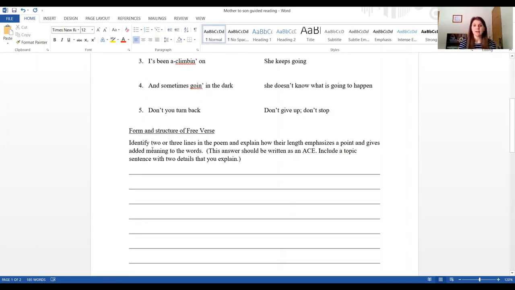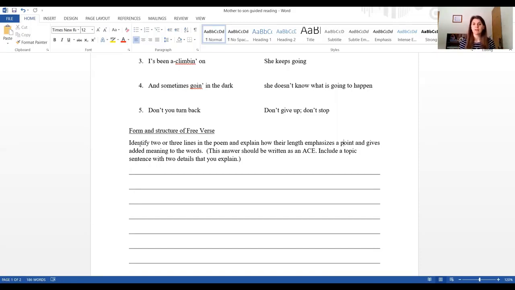We're looking at form and structure. So remember that form and structure is how the lines and words are arranged on the page. And this is a free verse poem. So free verse means it does not have to rhyme. It doesn't follow any particular rules, doesn't have to have particular stanzas, etc. It's up to the poet.